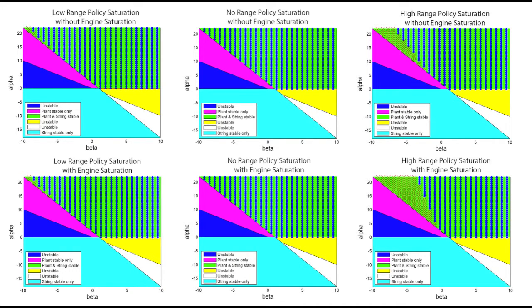Although we use analytic calculations to study the stability of the linear system, we now utilize numeric simulations to explore the nonlinear system. We assume plant stability is identical between the linear and nonlinear system and therefore only check for string stability. This figure illustrates how the stability region for the nonlinear system varies under different combinations of range policy saturation and engine saturation. Note that blue dots reflect stable parameter pairs and red X's imply the converse.